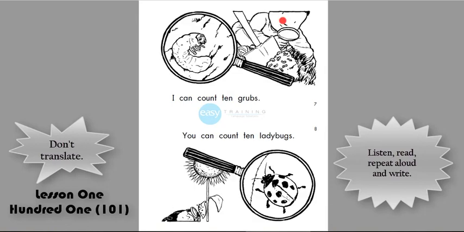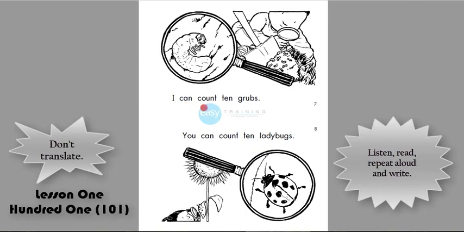Here is the boy again. He has used a shovel to dig and get some grubs under the ground. Here are some grubs. This is one grub. And he says that he can count 10 grubs.